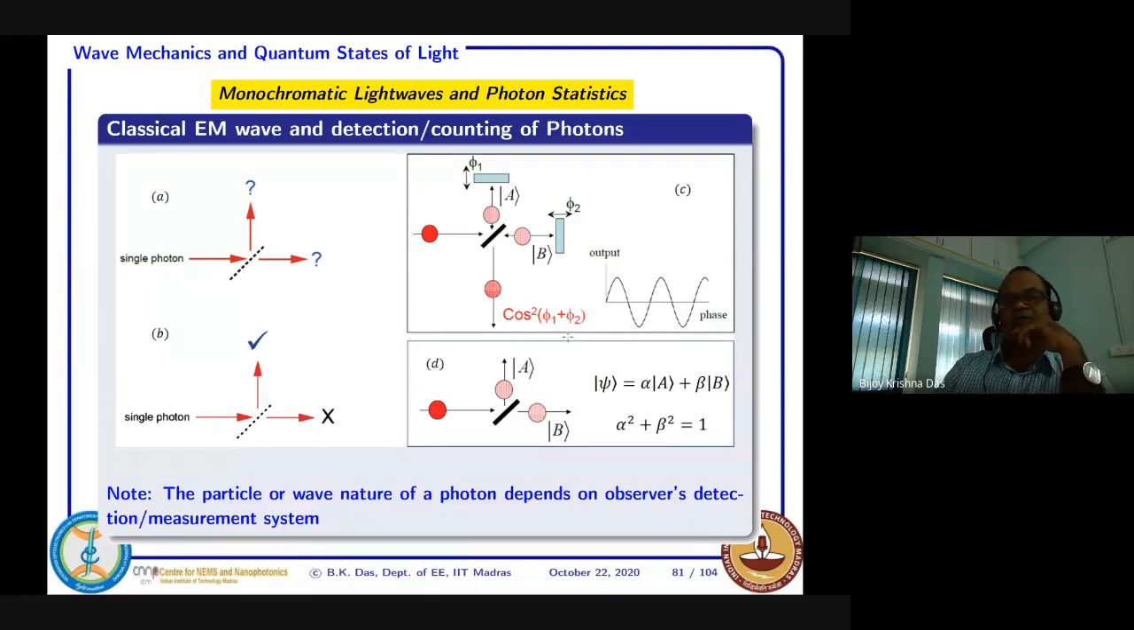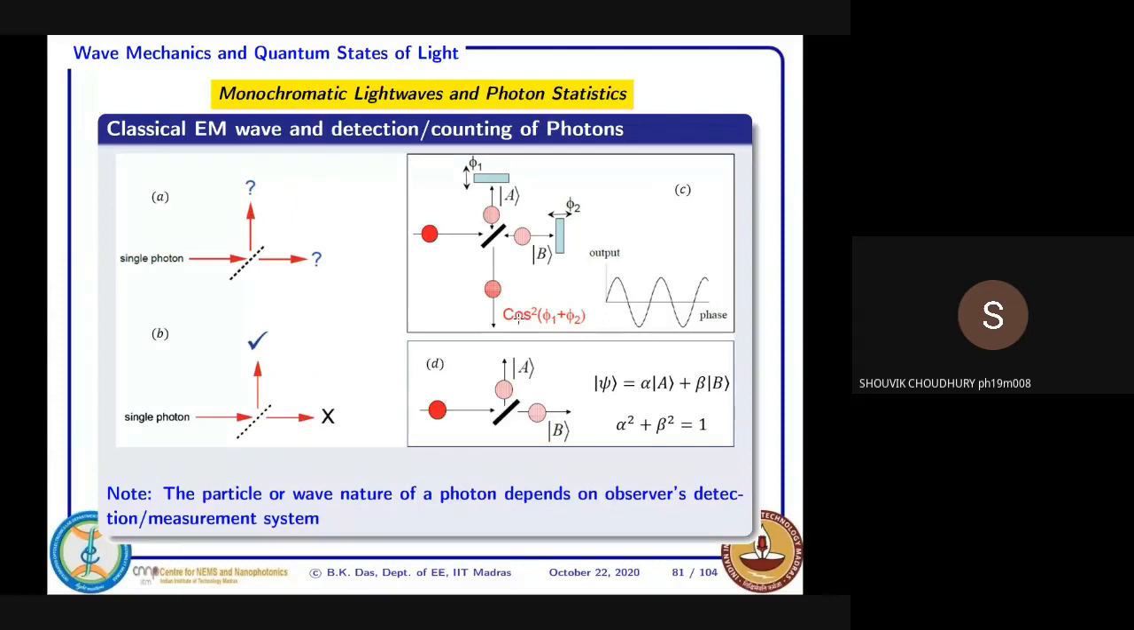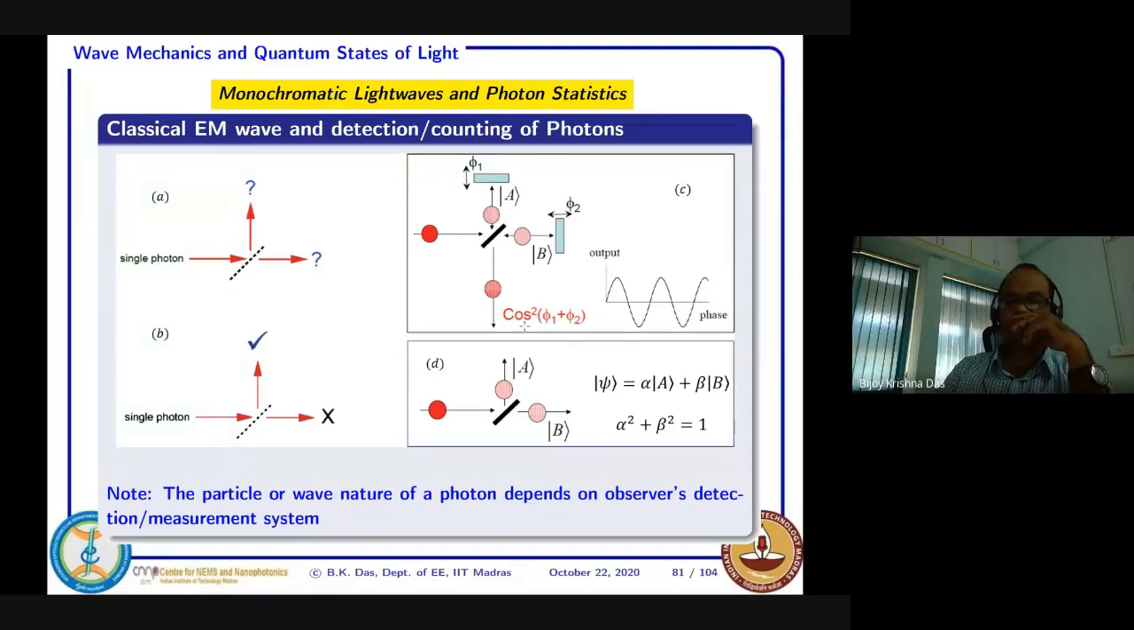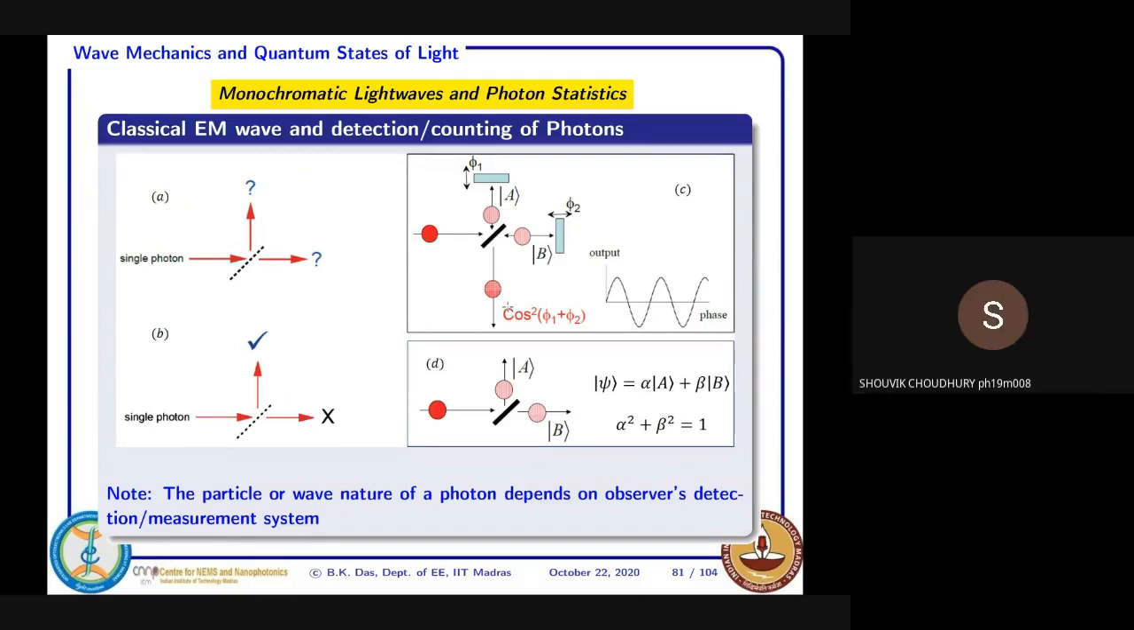So in that case, classically, if some light is coming, the light intensity here should be proportional to cos square phi. Is that correct? Cos square or sin square? Can anyone tell? Shauvik, can you? Yes, sir, it's cos square, I think. Why not sin square?